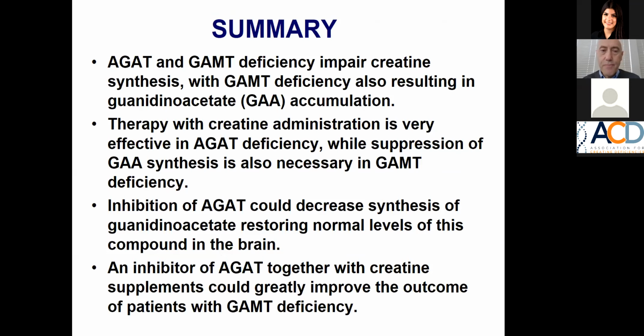So in summary, AGAT and GAMT deficiency impair creatine synthesis, with GAMT deficiency also resulting in guanidino acetate accumulation. Therapy with creatine administration is very effective in AGAT deficiency, while suppression of GAA synthesis is also necessary in GAMT deficiency. Inhibition of AGAT could decrease synthesis of guanidino acetate, not just reducing the level, but restoring the normal level of this compound in the brain. An inhibitor of AGAT together with creatine supplement could greatly improve the outcome of patients with GAMT deficiency.